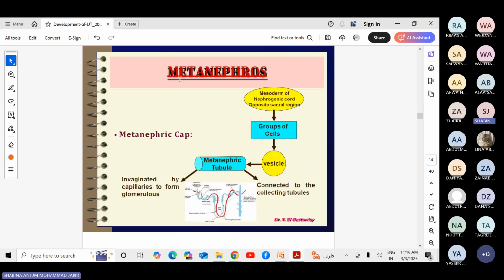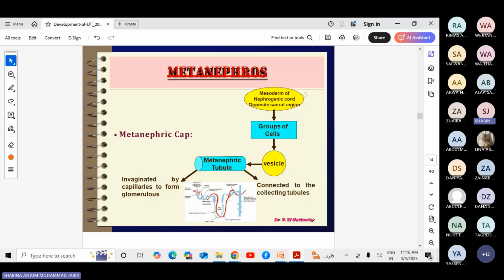So what will happen to the metanephros? Now we have one idea about the kidney, that it has two parts, the collecting part and the excretory part. The excretory part means the ureter, which will be formed by the ureteric bud. Okay, now we have to see about the collecting part.